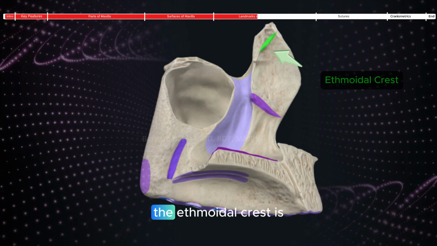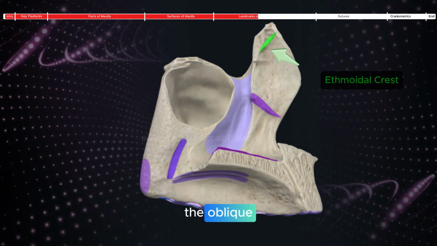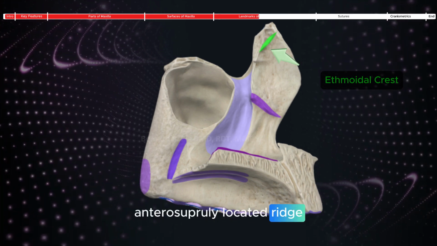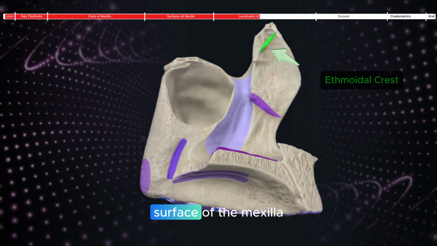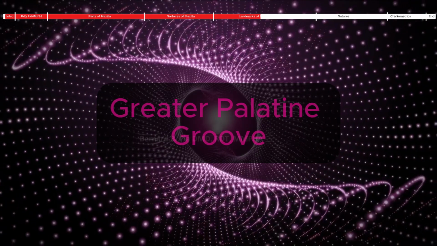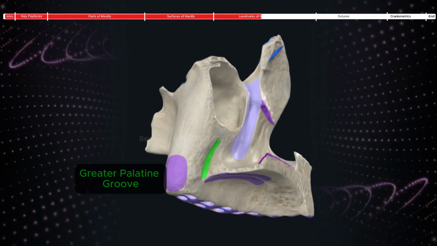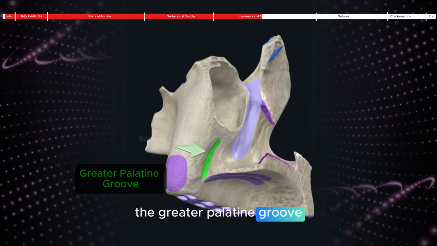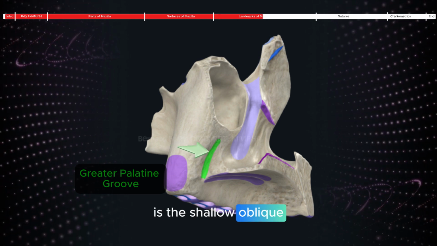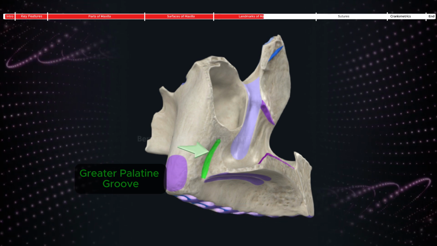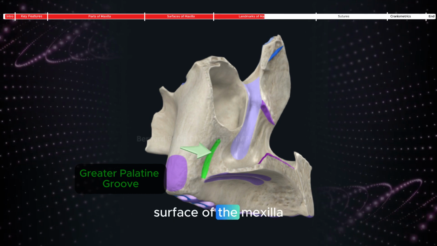6. The ethmoidal crest is the oblique, anterosuperiorly located ridge found along the nasal surface of the maxilla. 7. The greater palatine groove is the shallow, oblique, posteriorly located depression found along the nasal surface of the maxilla.